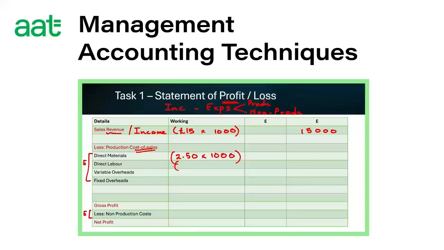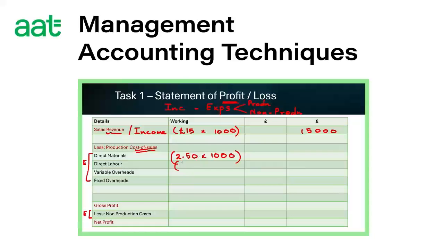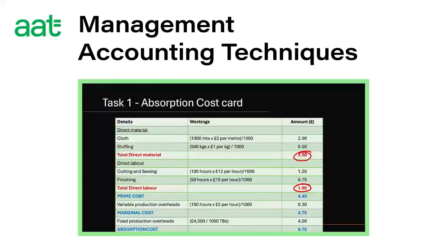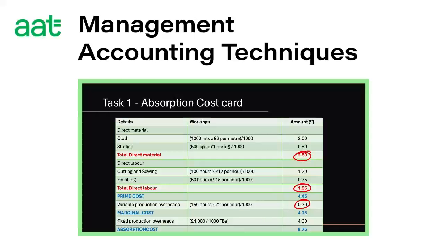Then direct labor cost, we had 195 times 1,000 teddies. Variable overheads, this was that 30 pence. This is, remember, factory electricity to do with sewing each teddy bear. And then we've got our fixed overheads, which was £4.